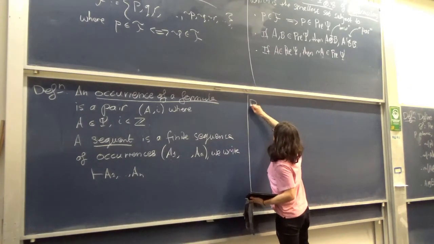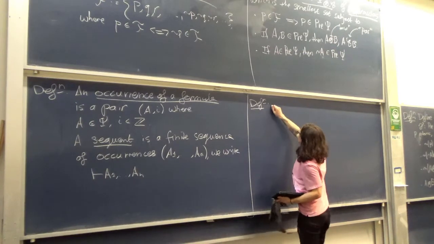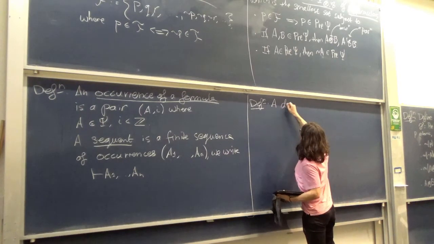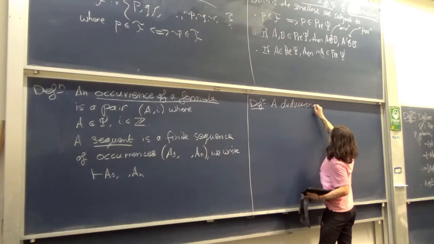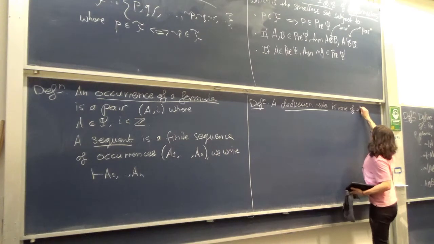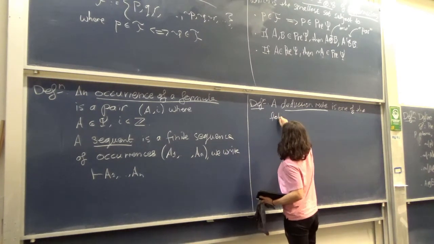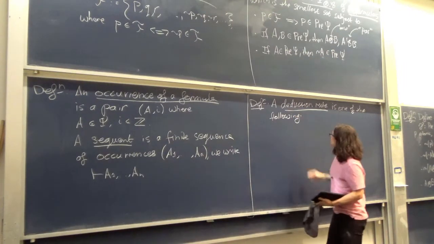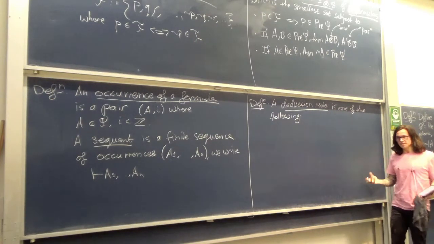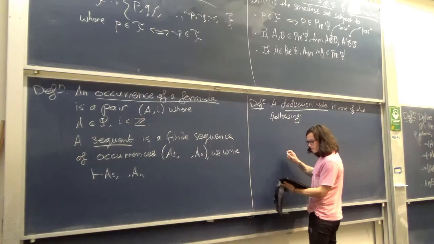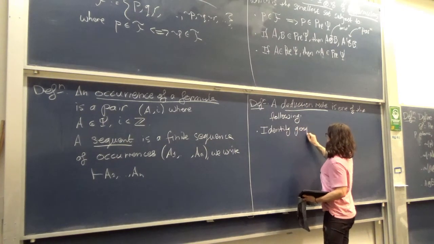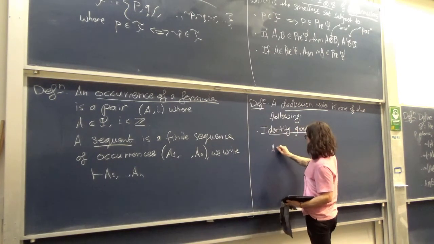I've got all these prefixes here. I'm just going to say deduction rules. Okay, so the deduction rules are the heart of any logical system. They're going to tell us what are the valid deductions that you can and can't make inside your logic. So we have the identity group, which consists of axiom and cut.